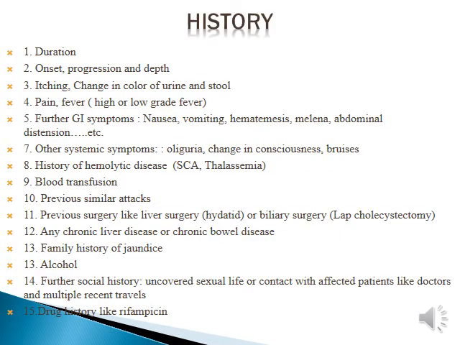History. We need to take the duration of jaundice, the onset and progression, and the depth of jaundice. 3, itching. It is characteristic of obstructive jaundice that patients get itching and itching marks. 4, change in color of urine and stool. In obstructive jaundice the urine becomes tea colored and the stool becomes clay colored or pale.